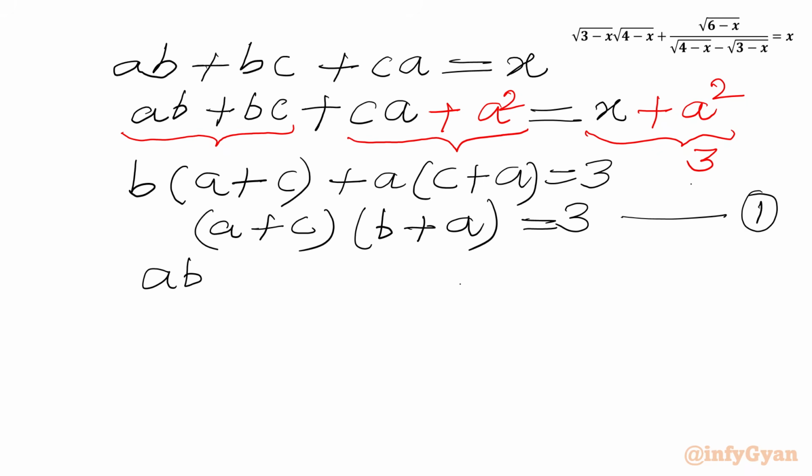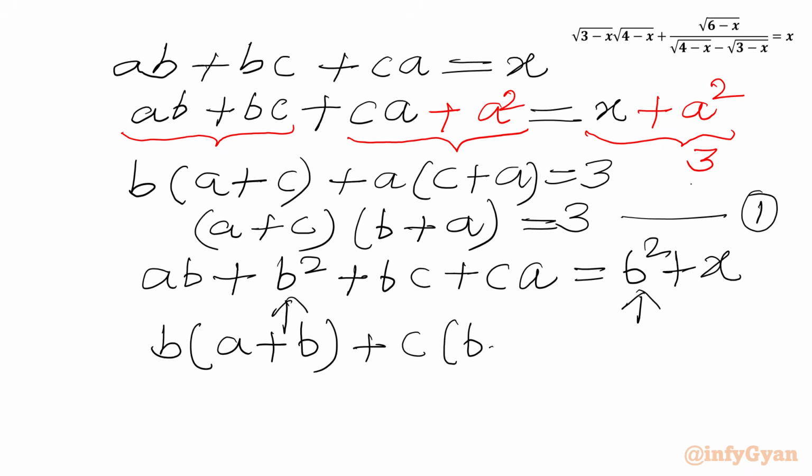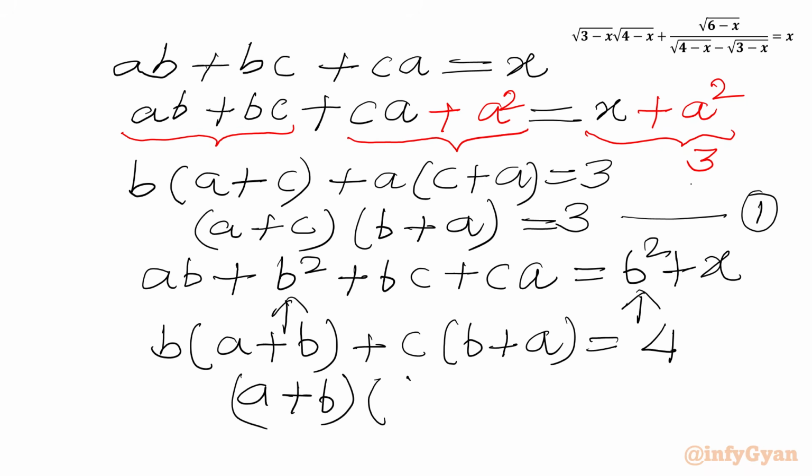Now we will be adding b square to both sides. So let me write here ab plus b square, plus bc plus ca. This is equal to b square plus x. What I have done, I have added b square to both sides. Now we will take b common from the first two terms, so a plus b will be there. Then we have c common, we'll write b plus a. And RHS is b square plus x. This is 4. We'll take a plus b overall common. So a plus b times c plus b, or b plus c, equal to 4. This is our equation number 2.